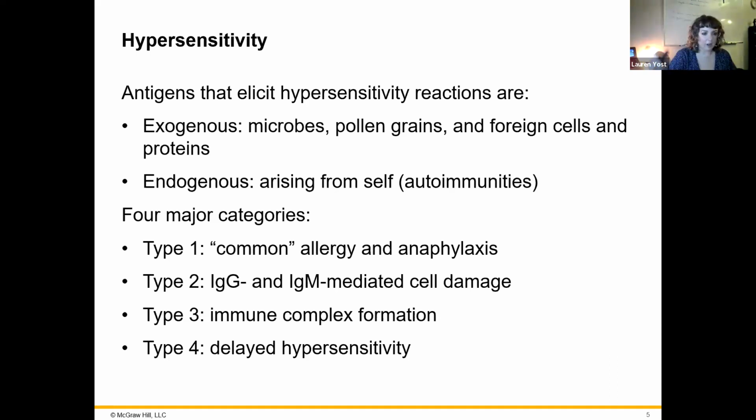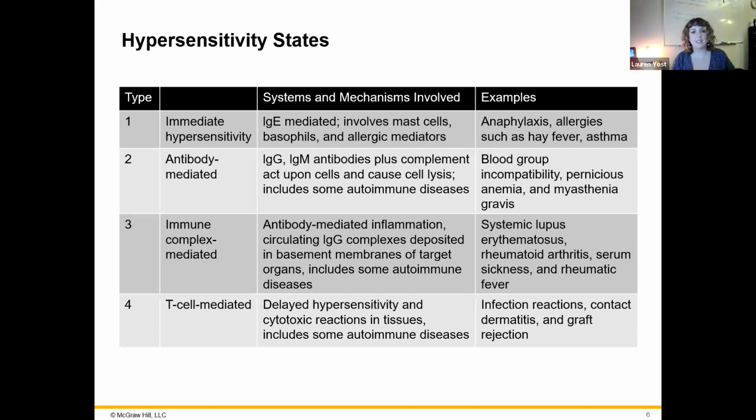The four main categories that we're going to go through are the sensitivity types: type 1, 2, 3, and 4. Type 1 will be common allergies and anaphylaxis that we typically think of with allergies. Then we have IgG and IgM mediated cell damage in type 2. We're going to be talking about primarily blood type mismatching. Then type 3, immune complex formation, which again, we'll talk about when we get there. It'll make more sense then. And then type 4 will be delayed type hypersensitivity. It's dependent on that T cell response, that cell-mediated response. So it's going to take a little bit longer for the response there.